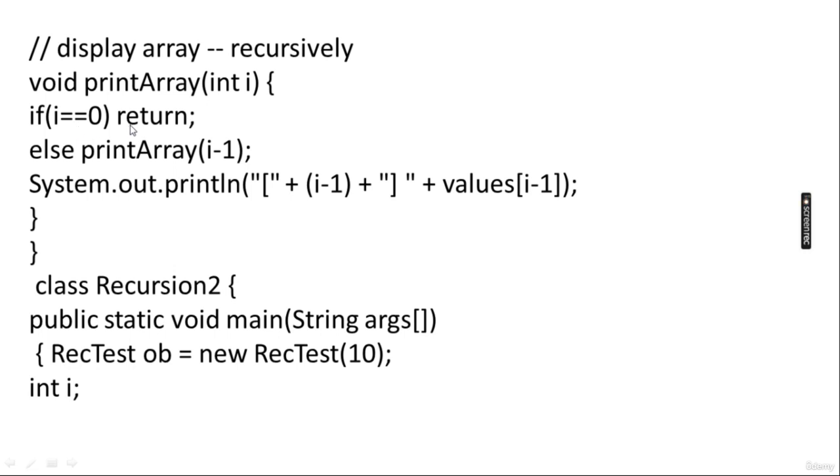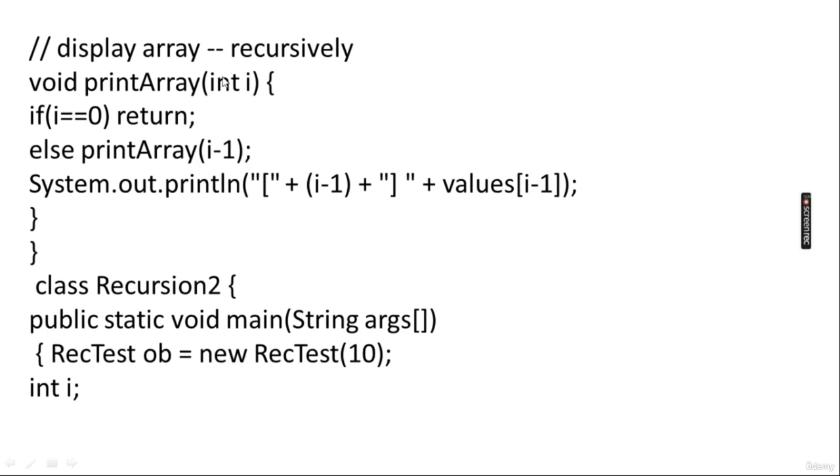If i is equal to 0, this is the stopping condition to come out of the loop. Else, printArray(i minus 1). If i is equal to 0, I just have to return. Otherwise, I have to call printArray of i minus 1. And how to print it? i minus 1 plus values of i minus 1.